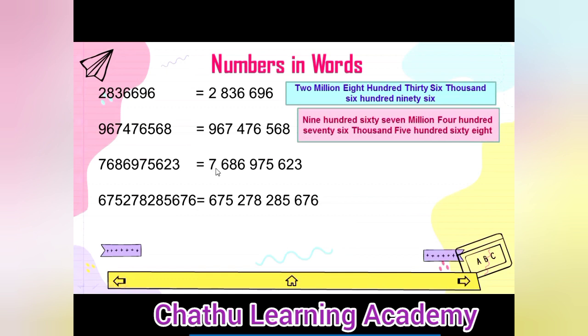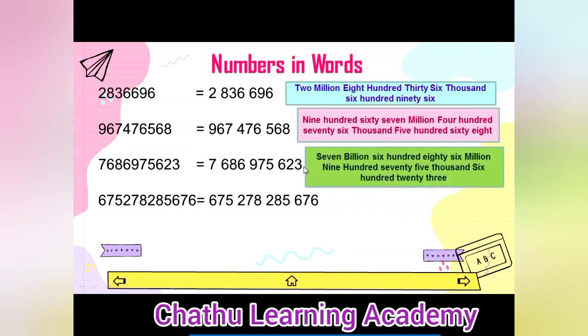7 billion, again 686. This part is in million zone. So 7 billion, 686 million, 975,623. Look at this one. 7 billion, 686 million, 975,623. Likewise, you can write the numbers in words.